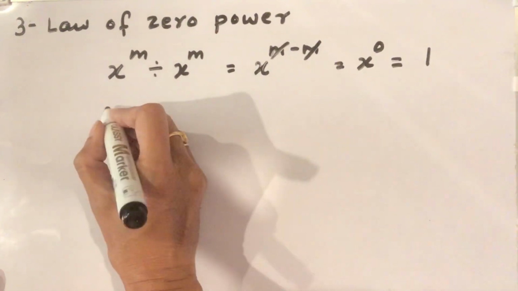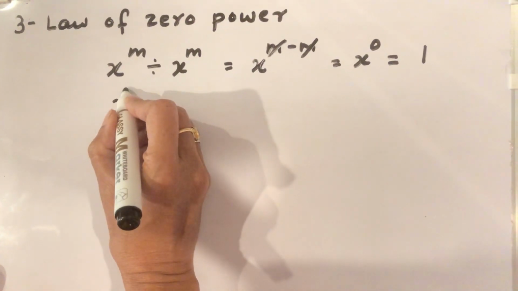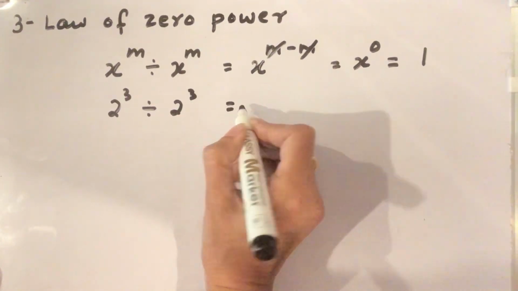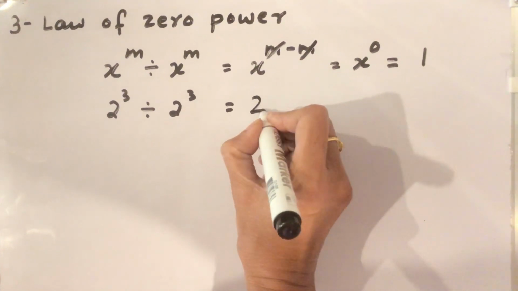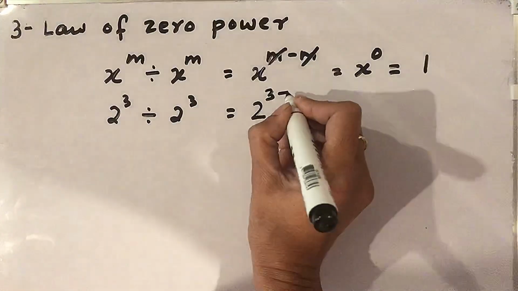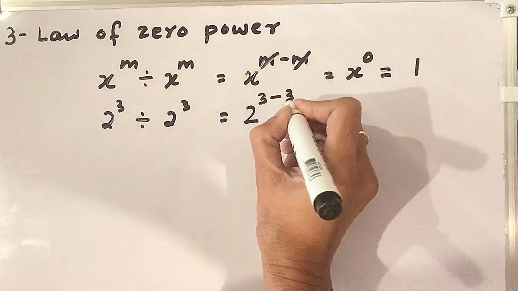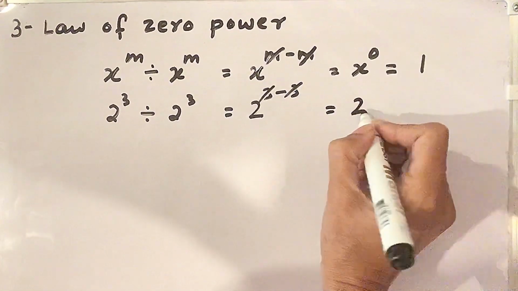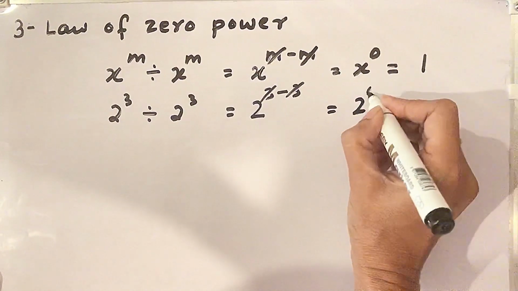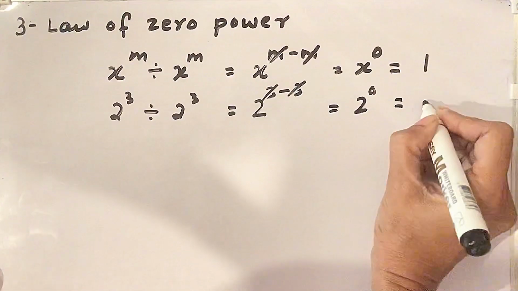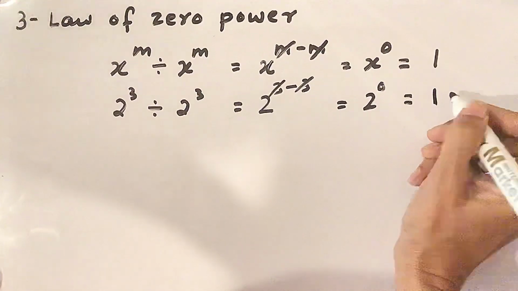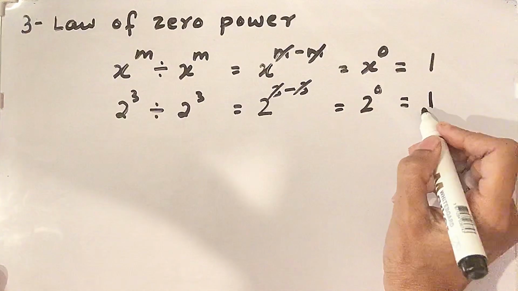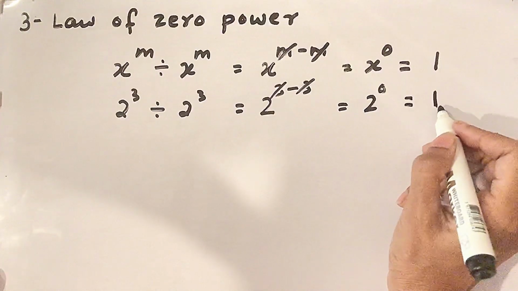Another example we have, for example, 2 cube divided by 2 cube. We keep the same base, their powers minus, they cancel, and 2 raised to the power 0 is equal to 1. Whenever there is 0 power, its value is 1.